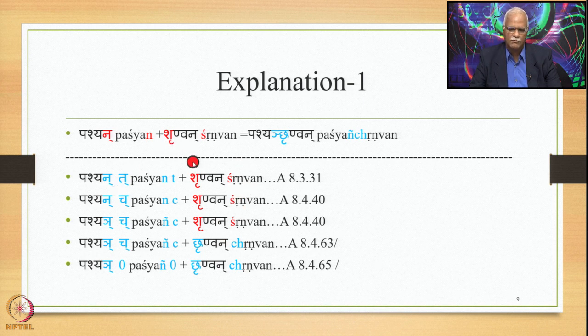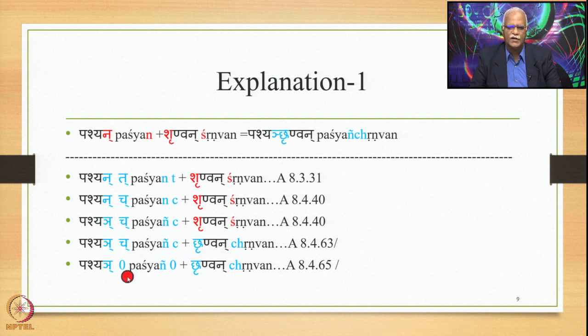So, we have Pashyan plus Shrunvan as the input. Now, 8.3.31, sheet ut, allows us to add this ta over here. And now we have Pashyanta Shrunvan. Then this ta, when it comes into contact with this sha, is subjected to stoshchunaschuhu, and this ta will be substituted by cha. So we have Pashyancha Shrunvan. Now because of this cha, this na will be substituted by ya. So we have Pashyain cha shrunvan. Now because this cha is also described as jhay, this sha will be substituted by cha. So we have ya, cha and cha over here.